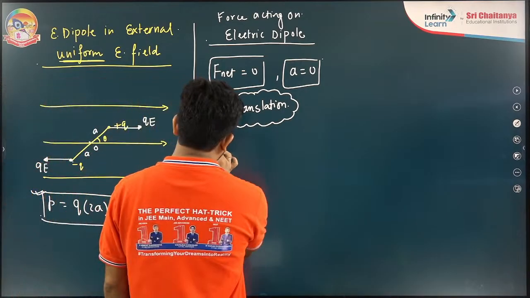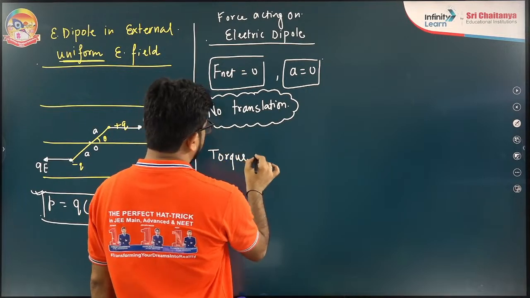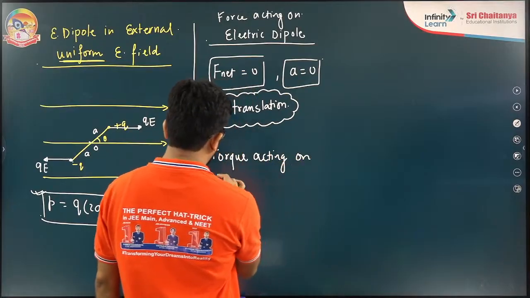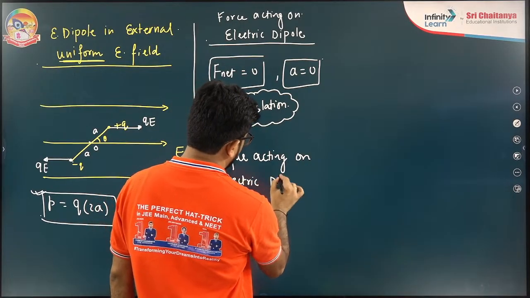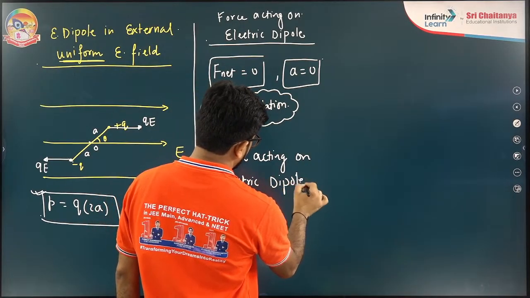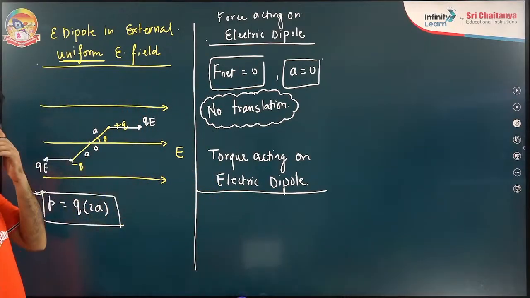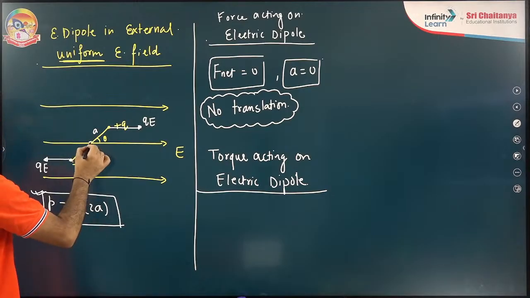Now come to the next case, the torque acting on an electric dipole. It's a very simple thing. The torque acting on an electric dipole, that is the question. This is the electric dipole. Now my question is, what is the torque? So how to calculate the torque? Very simple thing, try to understand it. So this is the force.